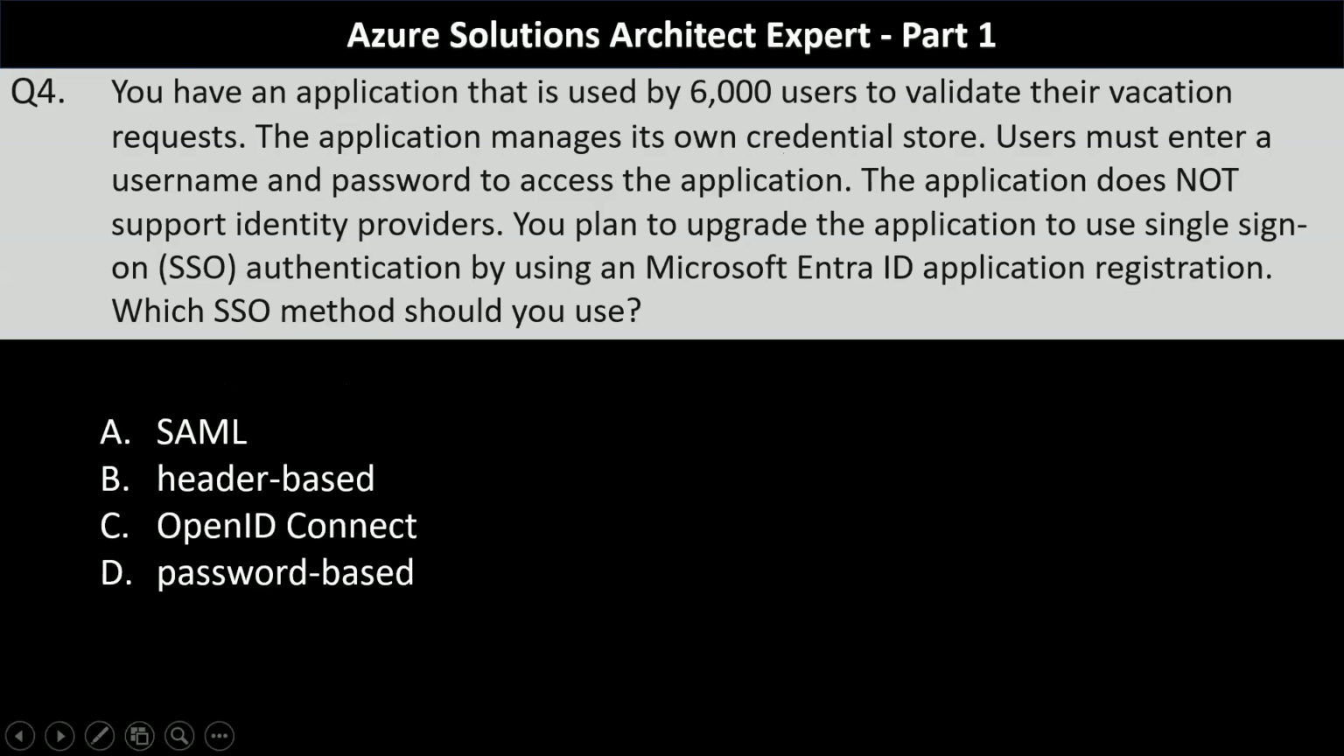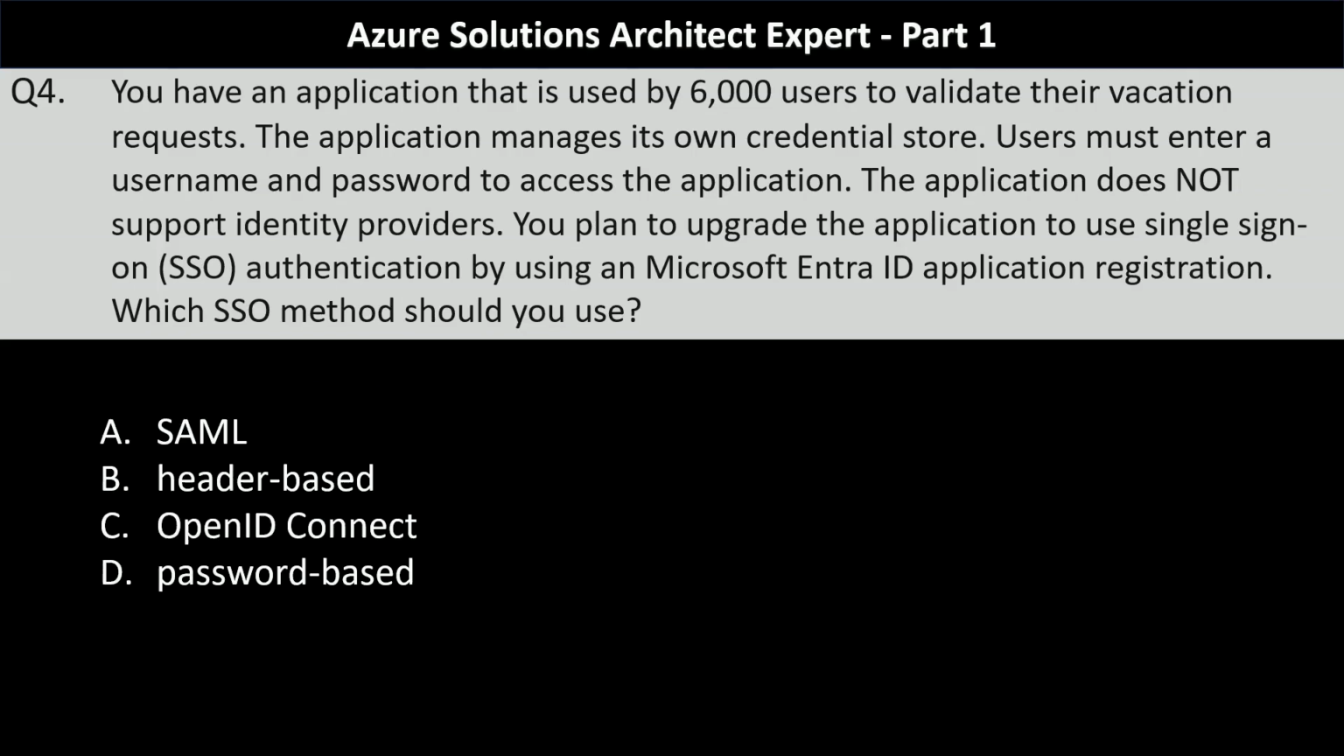Fourth question. You have an application that is used by 6,000 users to validate their vacation requests. The application manages its own credential store. Users must enter a username and password to access the application. The application does not support identity providers. You plan to upgrade the application to use single sign-on authentication by using a Microsoft Entra application registration. Which SSO method should you use?